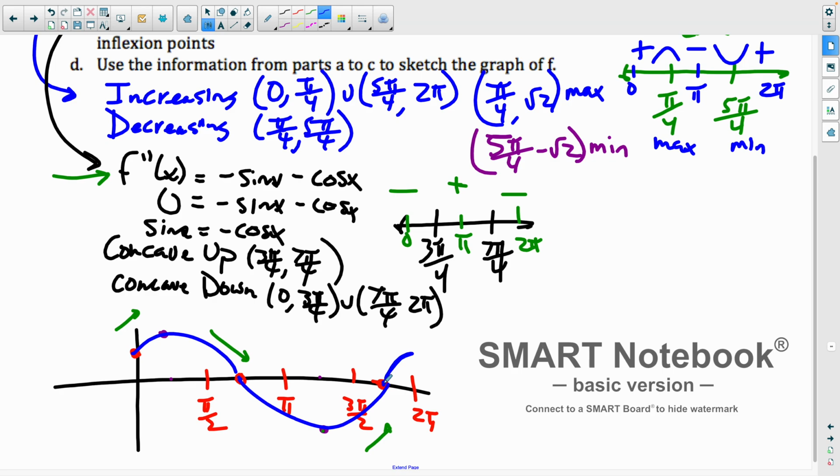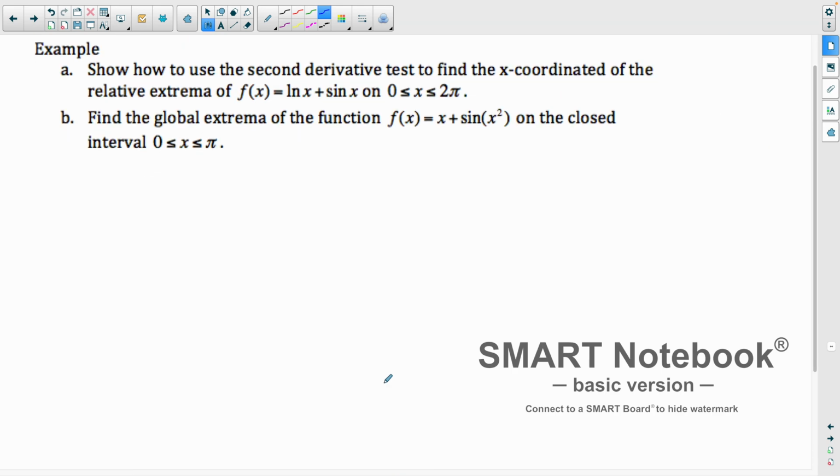All right. Let's do one last thing. Let's take a look at this one real quick. Show how to use the second derivative test to find the x-coordinate of the relative extrema from there. All right. And then it asked me to find the global extrema of a different equation. So these are really two different problems.